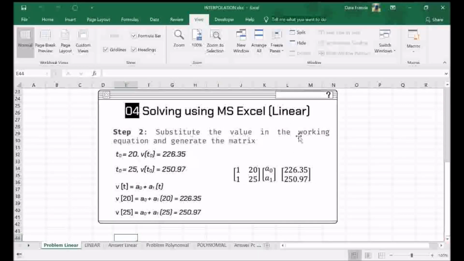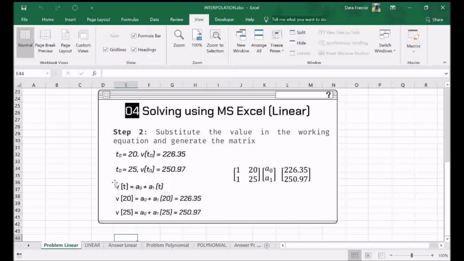The next step is to substitute the value in the working equation and generate the matrix. So this is, as I explained before, the working equation for linear interpolation. We will just substitute the t that we have and equate it to its function, because v20 is equal to this. So for v20, we substitute t with 20 and equate it to its function. V25 is the same, and we will equate it to its function.